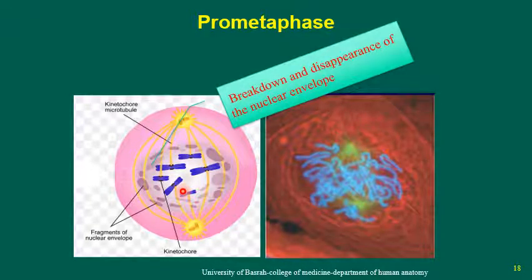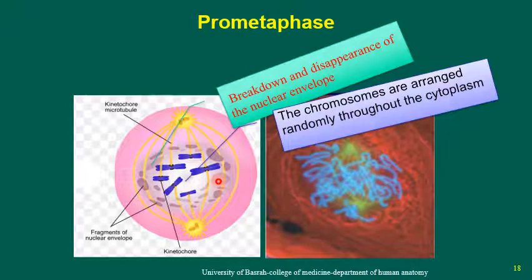How is the nuclear envelope broken down? The membrane breaks down due to the phosphorylation of the nuclear lamins beneath the nuclear membrane. فأول نقطة بالصفات البروميتافيس هي تحطم واختفاء النيوكلير انفلوب. كيف يتحطم ويختفي النيوكلير انفلوب؟ عن طريق الفوسفوريليتد، الفسفرت للنيوكلير لامينز الموجودة تحت النيوكلير انفلوب.